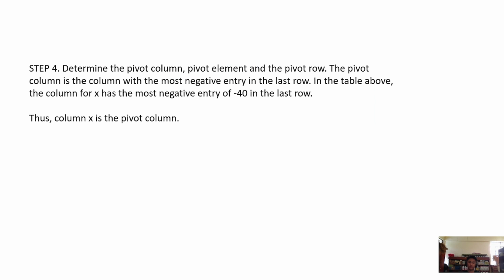Step 4. Determine the pivot column, pivot element, and the pivot row. The pivot column is the column with the most negative entry in the last row. In the table above, the column for x has the most negative entry, negative 40, in the last row. Thus, column x is the pivot column.